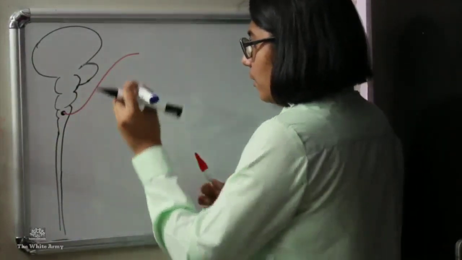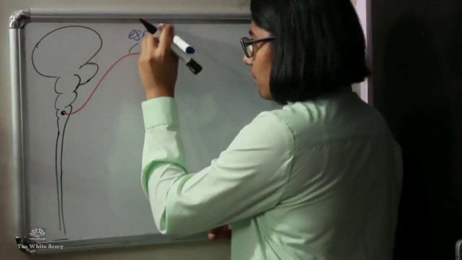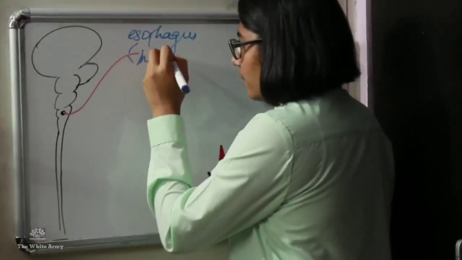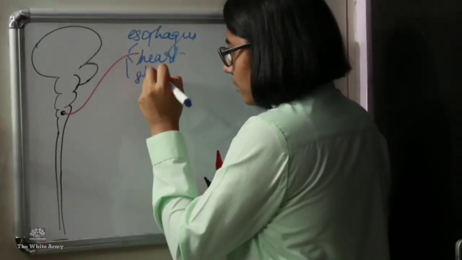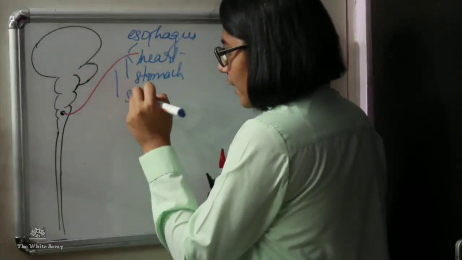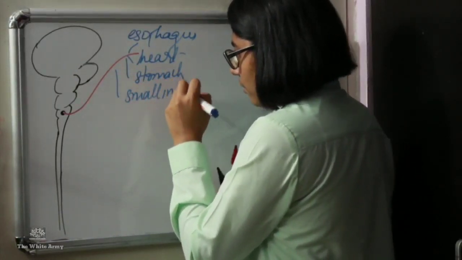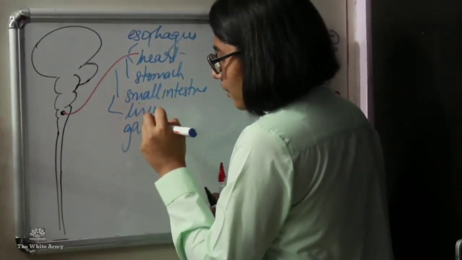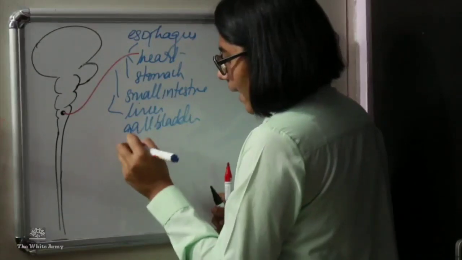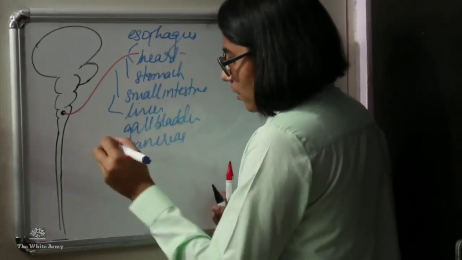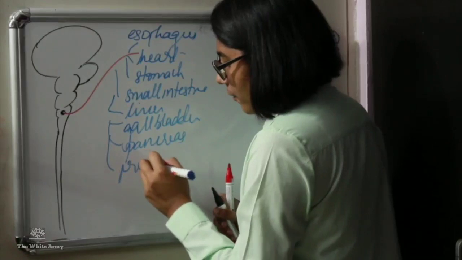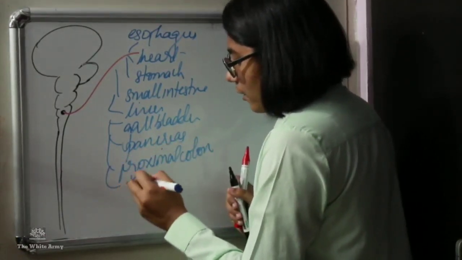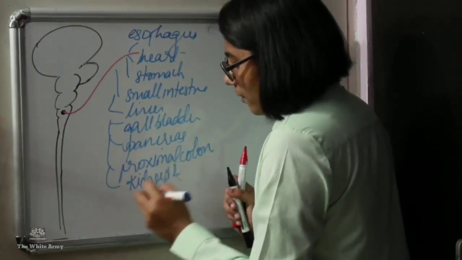One is you've got the esophagus. Two is you've got the heart, the stomach, small intestine, not to forget the liver, gallbladder and its duct, the pancreas, proximal part of the colon, and also the kidney and part of the ureters.